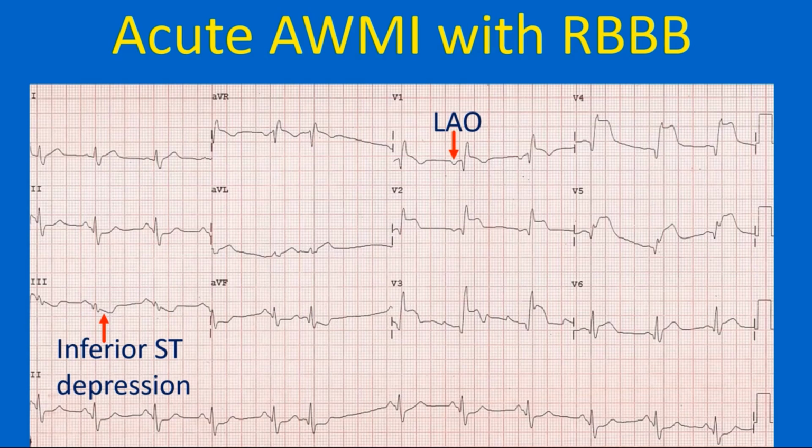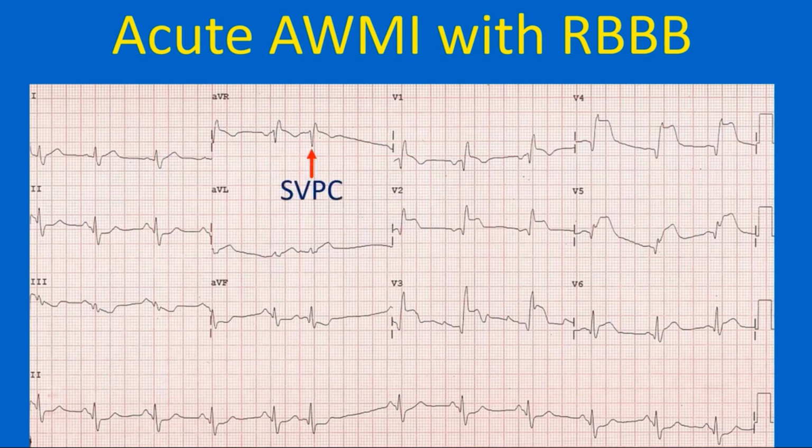ST segment depression seen in inferior leads could be either reciprocal change or ischemia at a distance, which can be clarified only after coronary angiography to document whether the right coronary artery is involved or not.